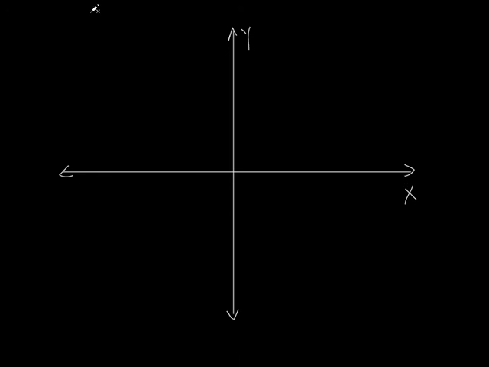Now, here's the deal. Let's go with a different color. Let's go blue. What if I wanted to get from this point to, let's say about right there, to that point, and let's put a line in between them? Is that all right? So from here to here.